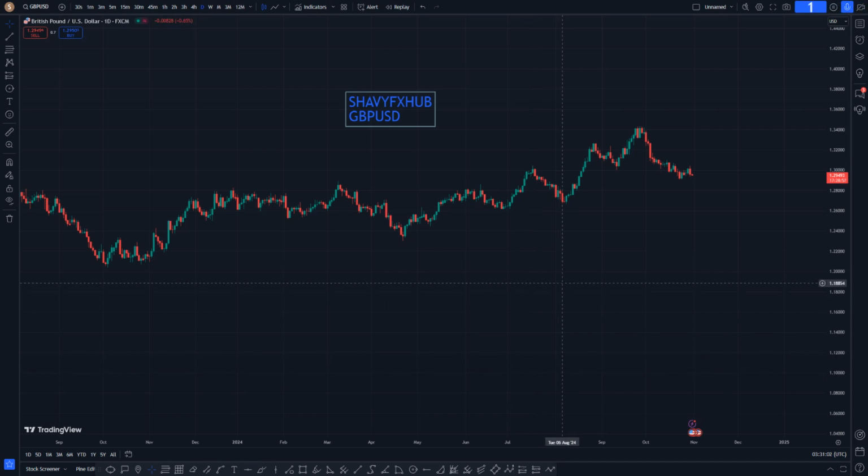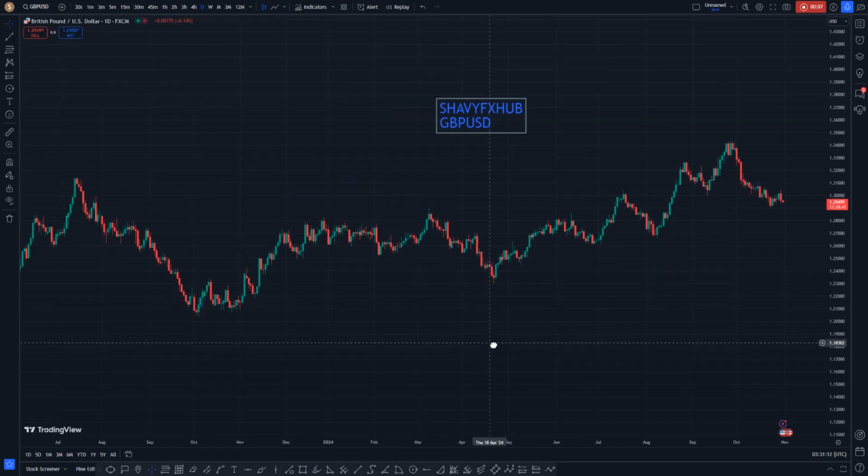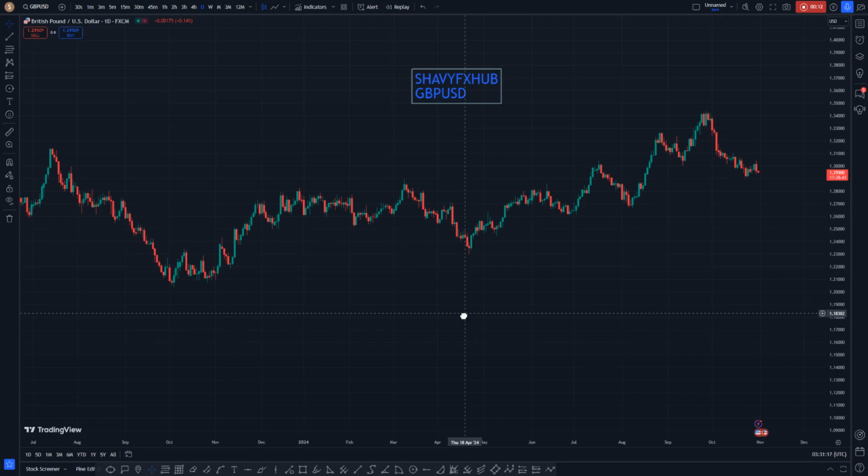A quick dive into GBPUSD. On a daily time frame, we like to see the various SR levels and make a buy prediction based on the movement of price and its structure.